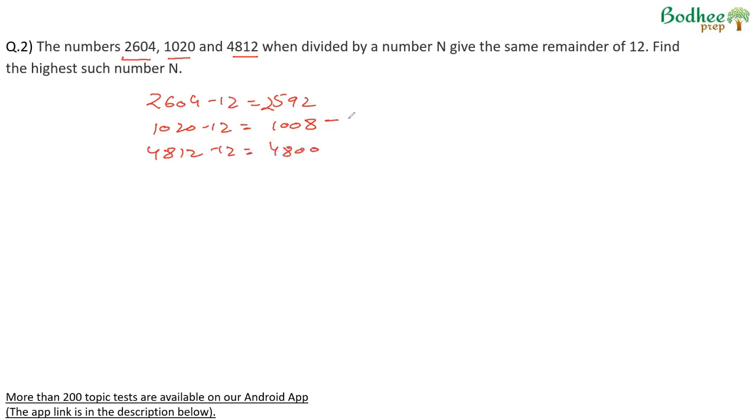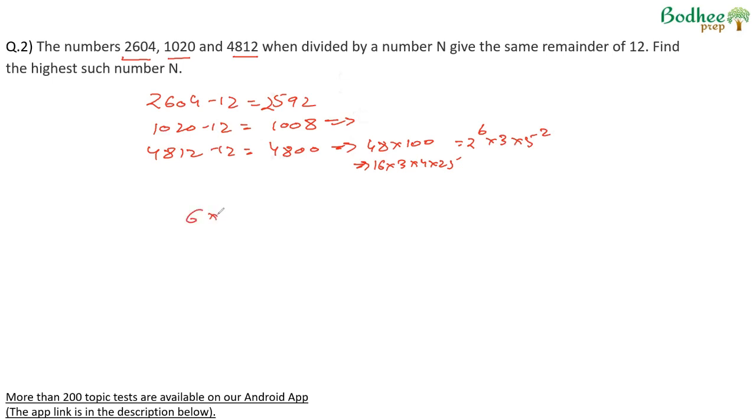What we can do is, rather than taking the difference, factorize these numbers. So 4800 will be nothing but 48 into 100, which is 16 into 3 into 4 into 25. So this becomes 2 raised to power 4 into 2 raised to power 2, which is 2 raised to power 6 into 3 into 5 raised to power 2.